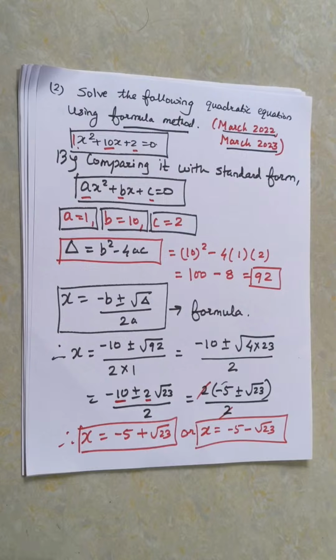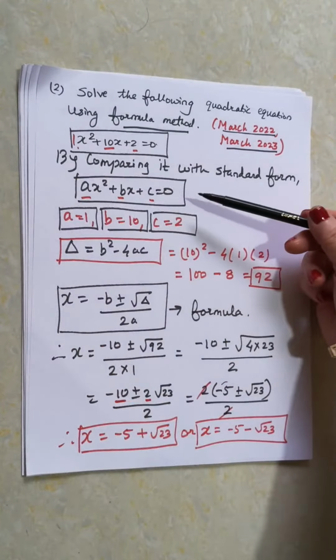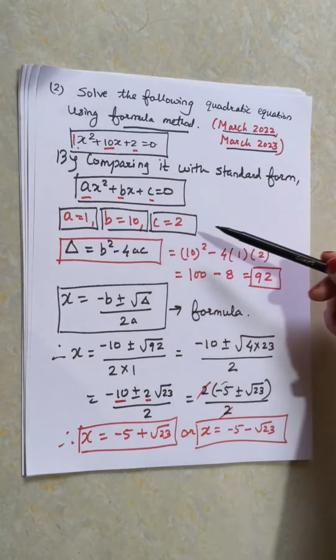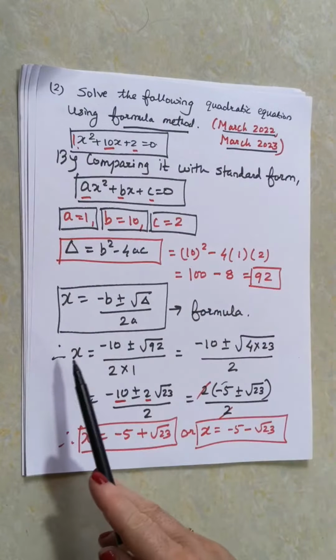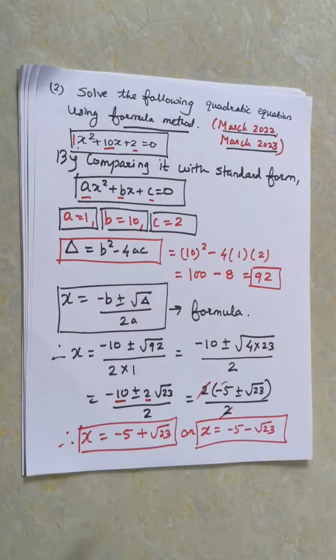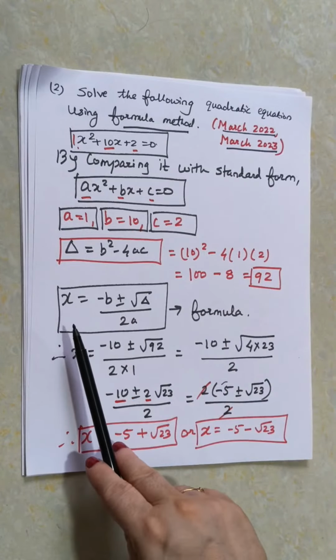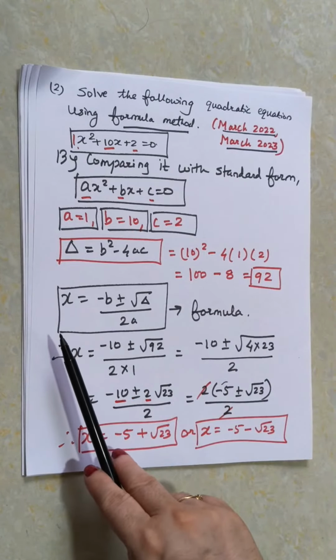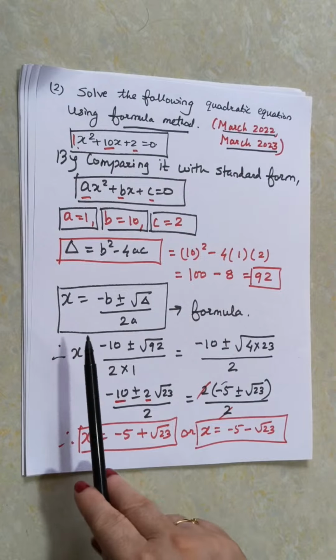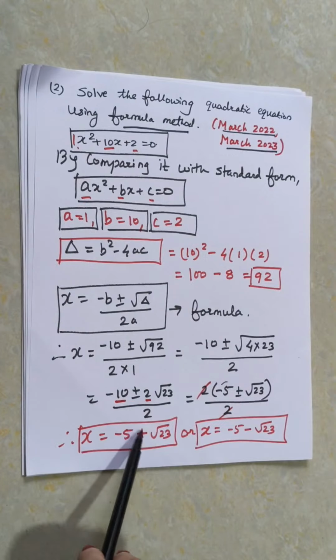Did everybody understand, or shall I repeat once? See here, we are comparing this equation with the standard form, ax square plus bx plus c. I got a, b, c. Now we are going to use the first formula to find out discriminant delta, and delta is equal to b square minus 4ac. Then we got delta, that is 92. Then we use that formula to find out x. Yes, Amrut and Mansi, Geet and Darshan. Then we use this formula, put the values and simplify.